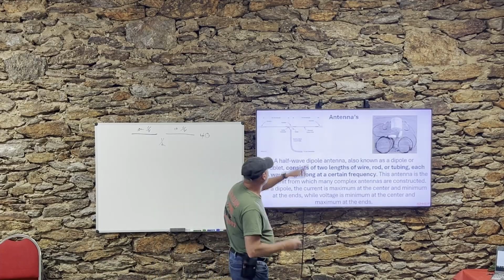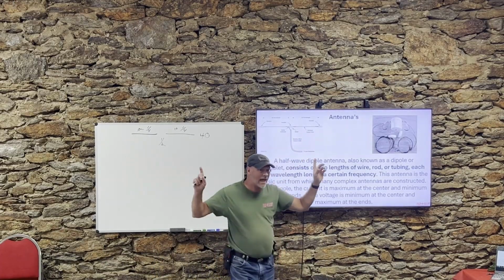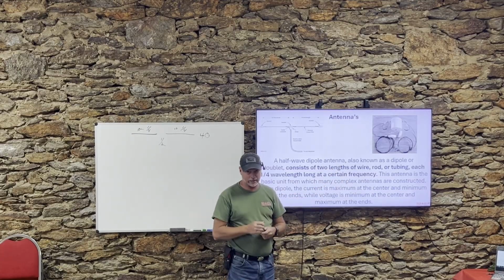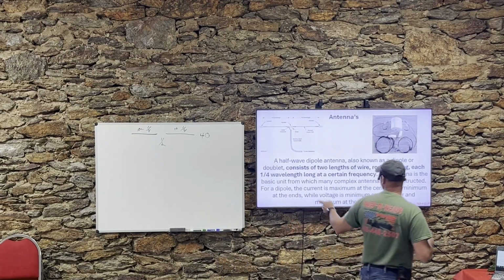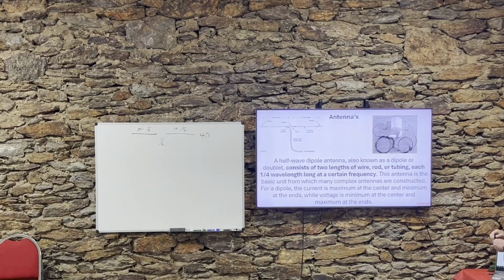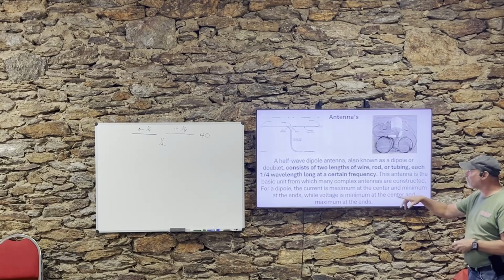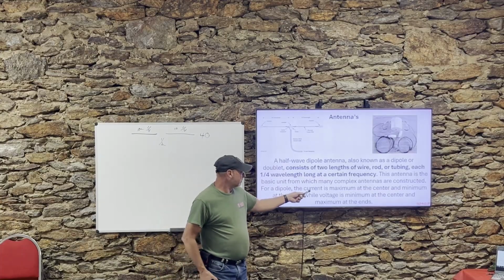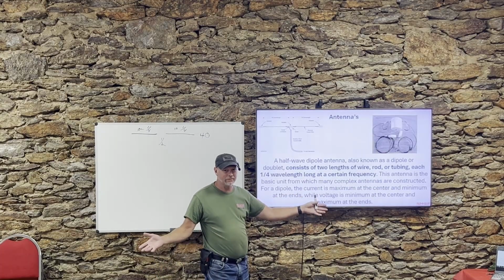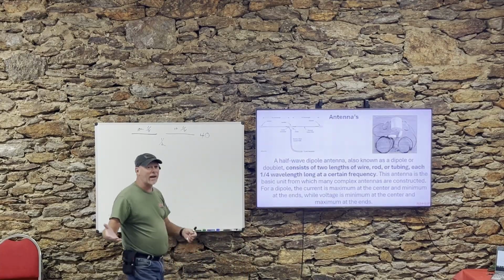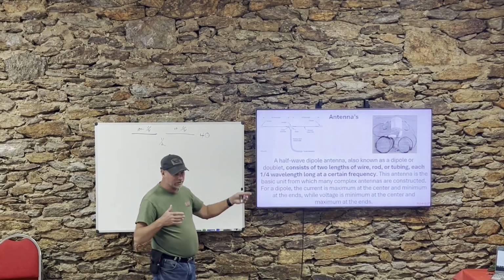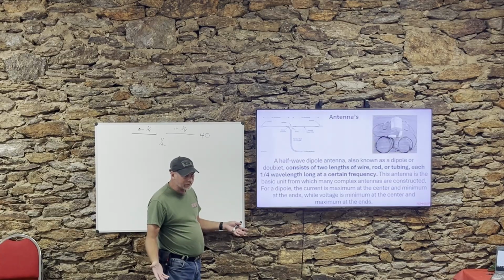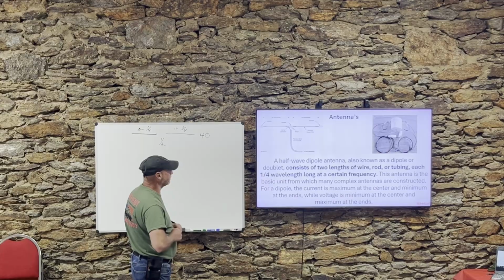So now you've got a wire stretched across that is half the wavelength of the frequency you're trying to pick up. This antenna is the basic unit from which many complex antennas are constructed. For a dipole, the current is maximum at the center and minimum at the ends, while voltage is minimum at the center and maximum at the ends. Current, voltage. Anybody in here an electrician? Your current is your amperage, and then you've got your voltage: 120 volt plug, 10 amp circuit, 15 amp circuit. So that's what we're talking about.